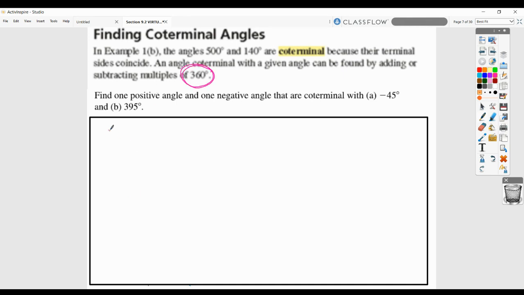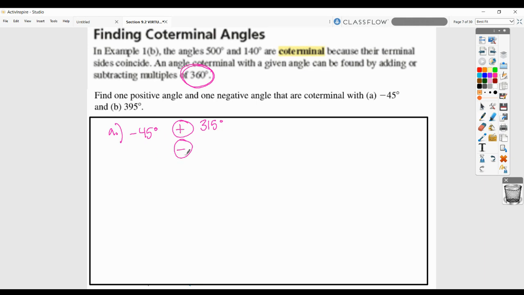So the first thing we're asked to do is take negative 45 degrees and state a positive coterminal and a negative coterminal. This is so easy. Ready? Watch. So if I take negative 45 and I add 360 to it, I get a positive number. I get positive 315 degrees. All right. So that means 315 degrees, if I plotted it, would be at the same spot. It's coterminal to negative 45 degrees.